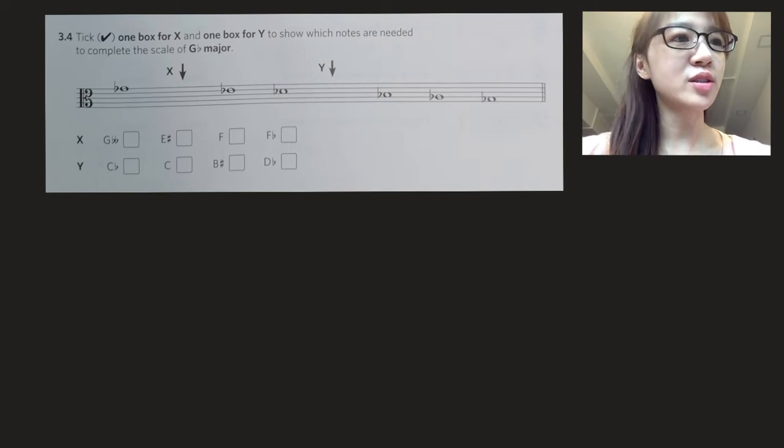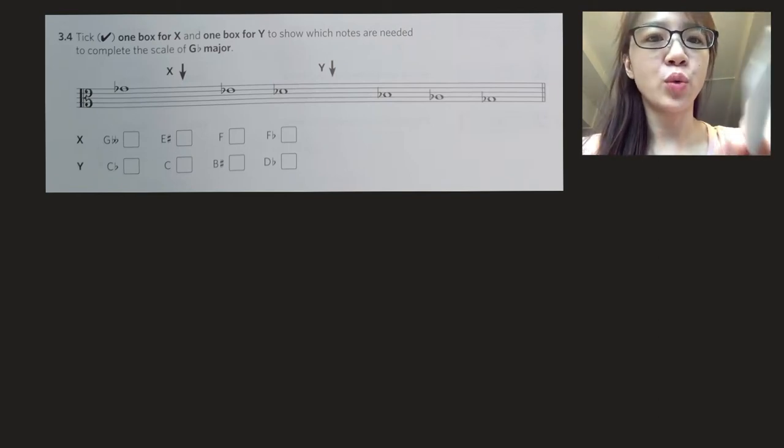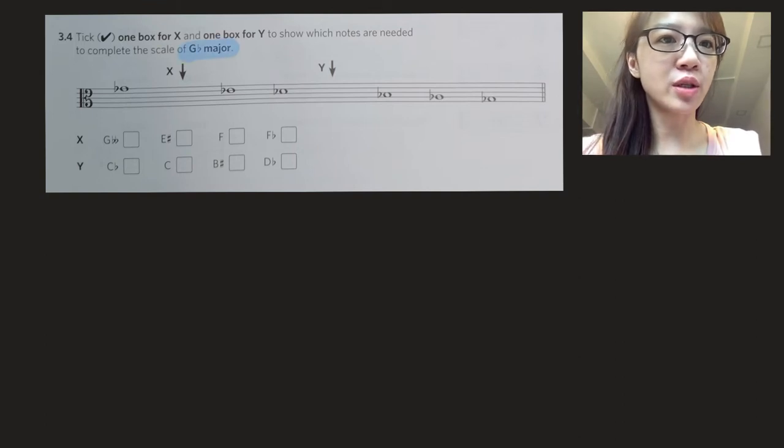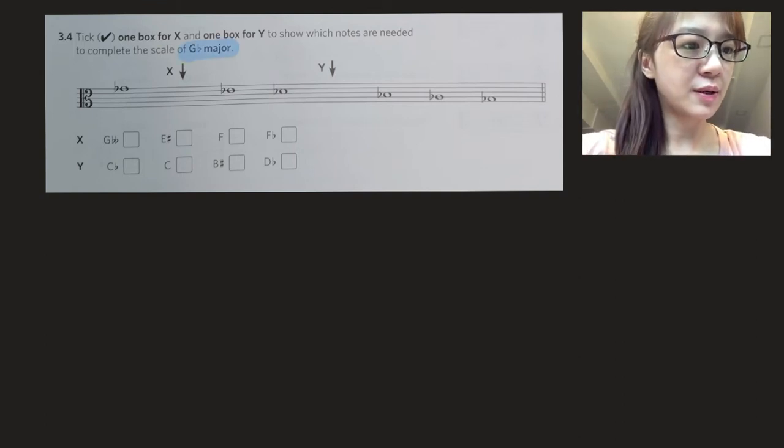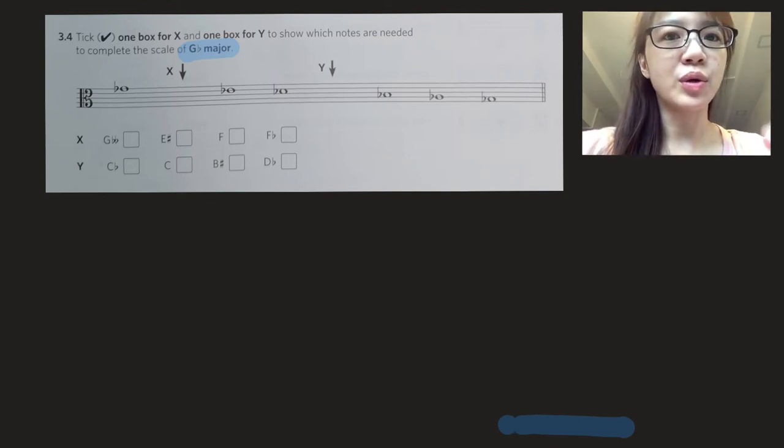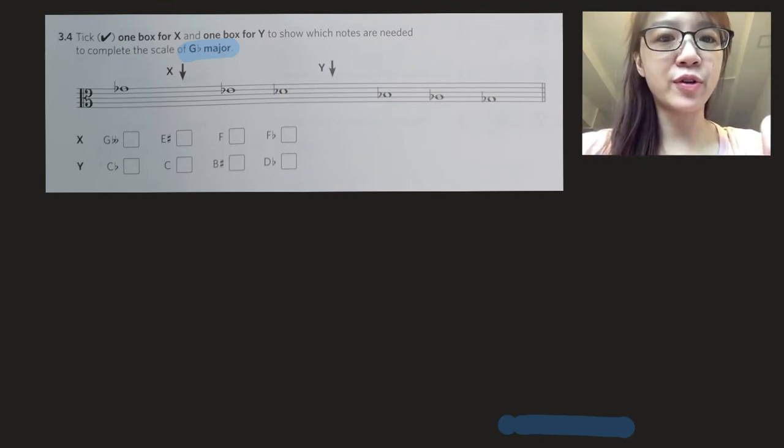For this question, G flat major is pretty straightforward. We know that G flat major has all the 6 flats here. So G flat major with 6 flats, and this is read as an octave.